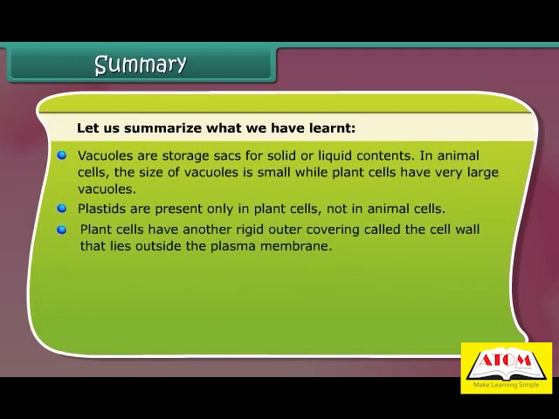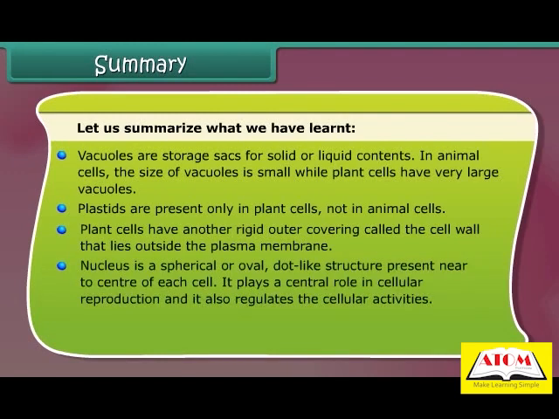Plant cells have another rigid outer covering called the cell wall that lies outside the plasma membrane. The plant cell wall is mainly composed of cellulose and provides strength to the cell. Nucleus is a spherical or oval, dot-like structure present near the center of each cell. It plays a central role in cellular reproduction, and it also regulates the cellular activities.